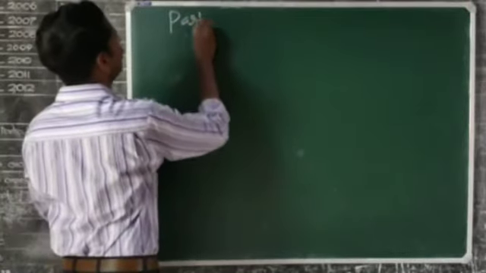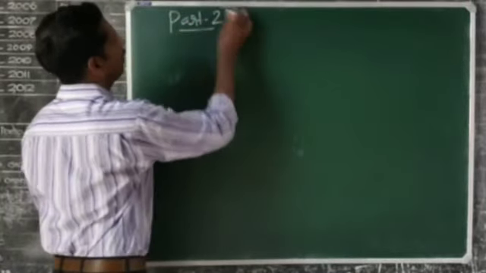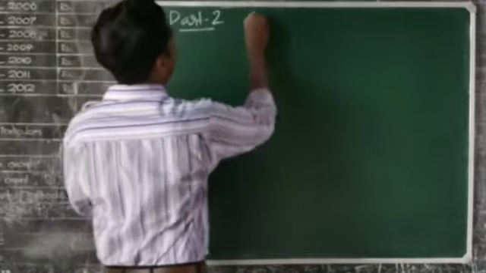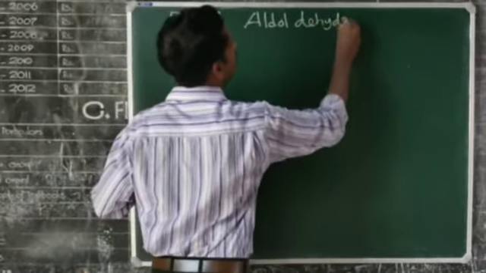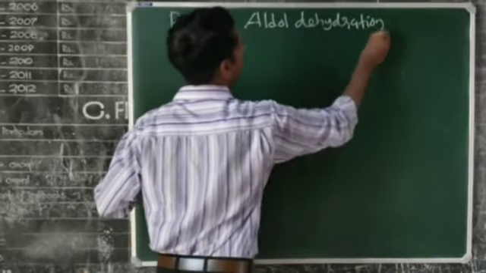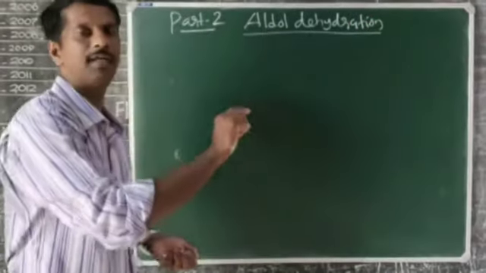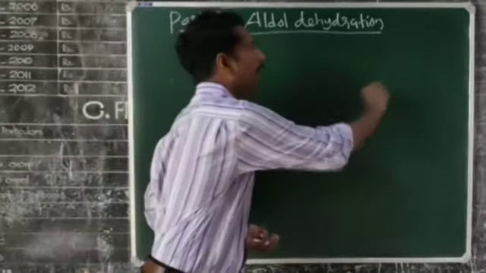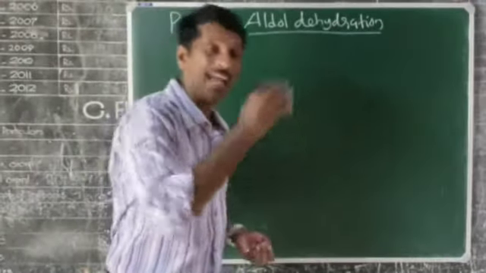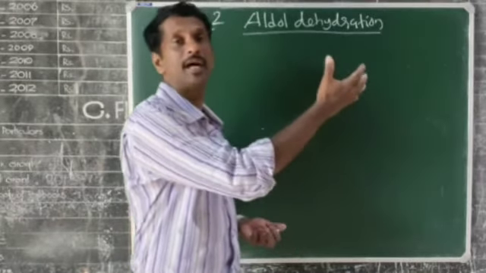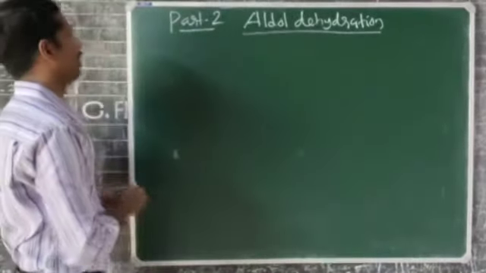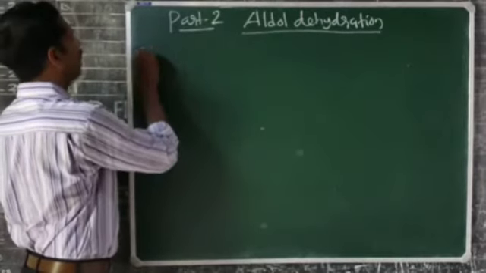Which part? Dehydration part. That means part 2 mechanism. Part 2, what is that? Aldol dehydration. How do we get alpha, beta, unsaturated aldehyde or ketone? What is the reaction mechanism of formation of alpha, beta, unsaturated aldehyde or ketone? Look at it here. Step 1, part 2, step 1.